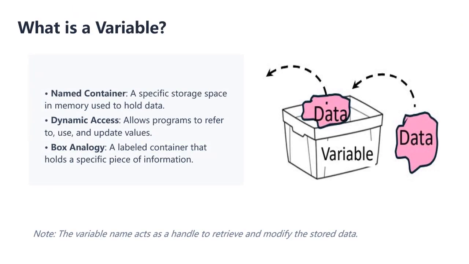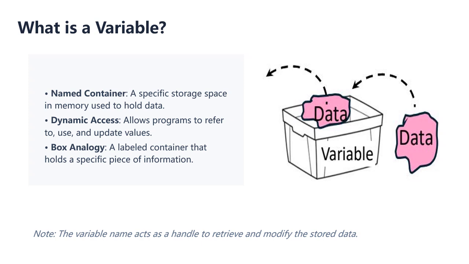Today, we are starting with a concept that is absolutely essential, the variable. If you understand variables, you understand how programs keep track of information. So what exactly is a variable? As you can see here, it's a named container. In technical terms, it is a specific storage space in your computer's memory. We use variables to store data so that our programs can refer to that data, use it in calculations, or even change it as the code runs.